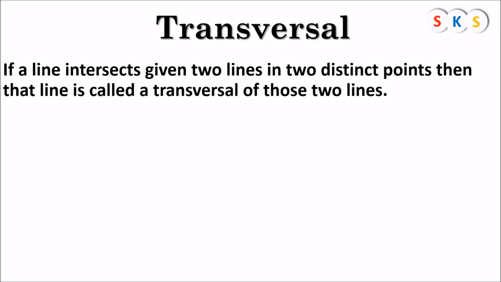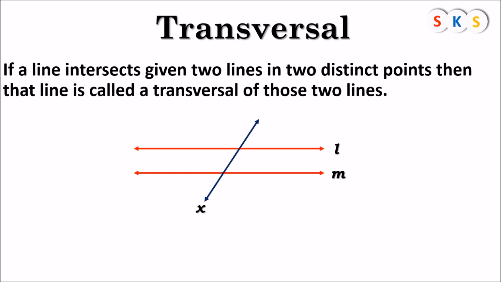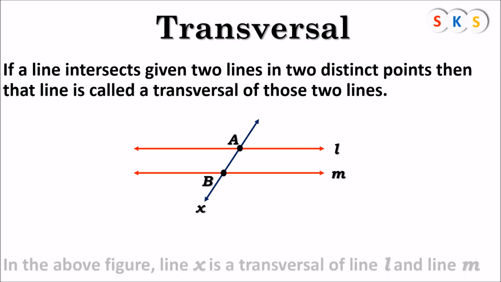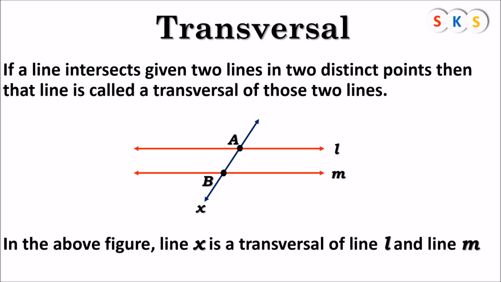What is a transversal? If a line intersects two given lines in two distinct points, then that line is called a transversal of those two lines. Let's say an example. Here we have line L, here we have another line M, and you can see that both the lines are intersected by a third line X, and line X intersects line L and line M at points A and B respectively. So line X intersects line L and M at two different points. Therefore, line X is a transversal of line L and line M.